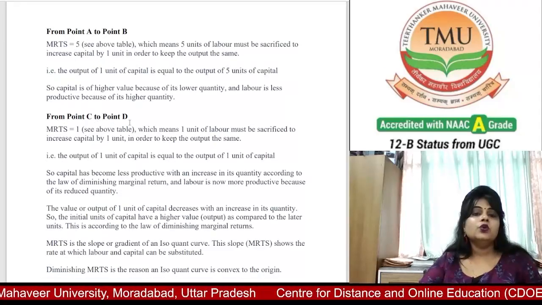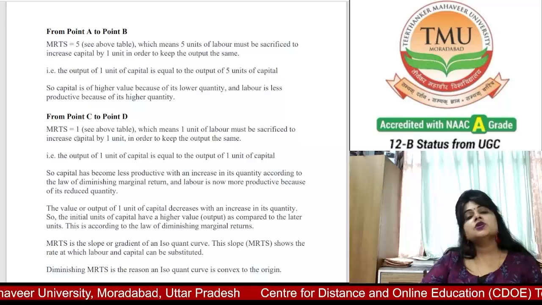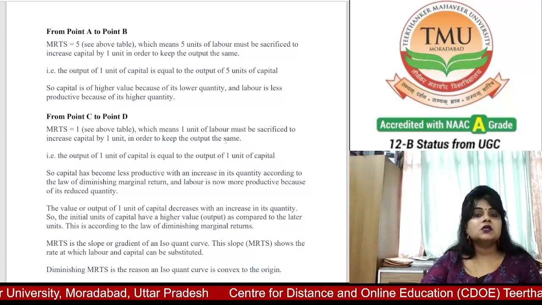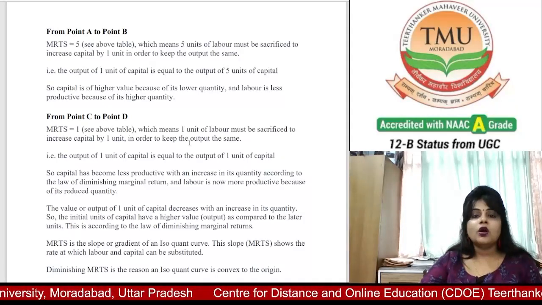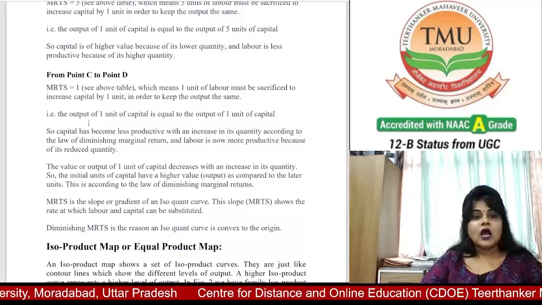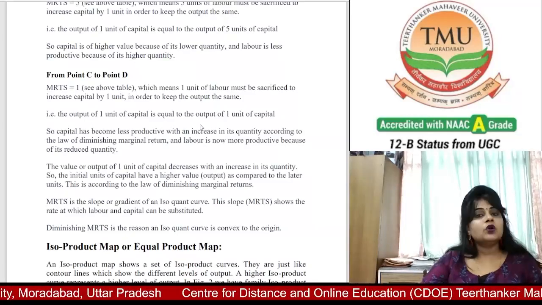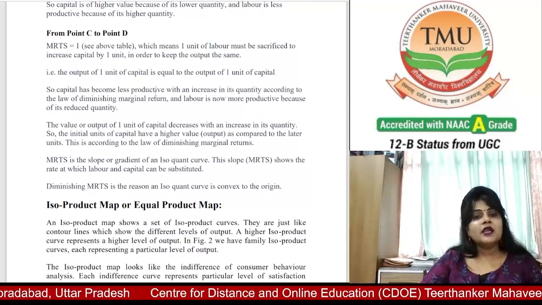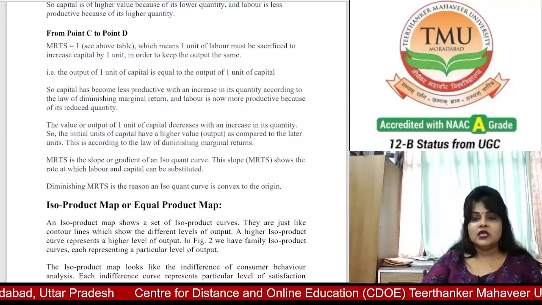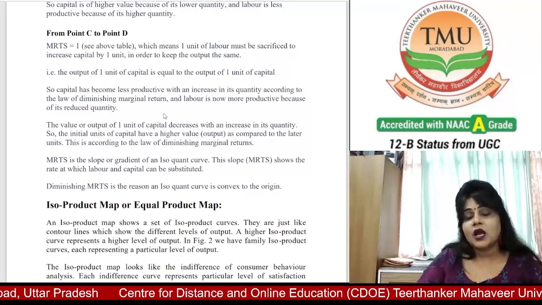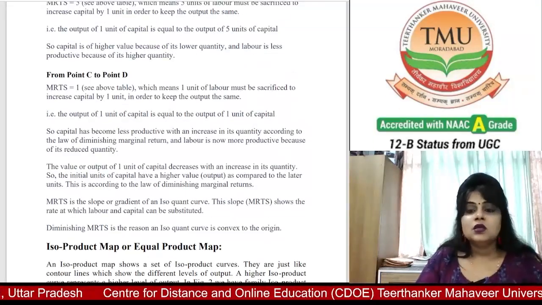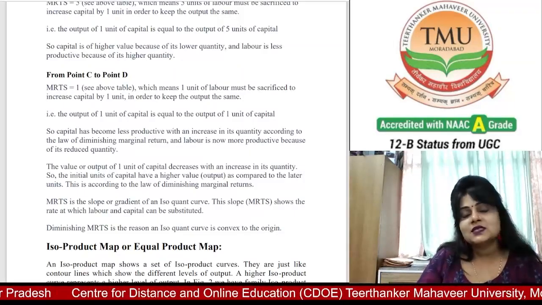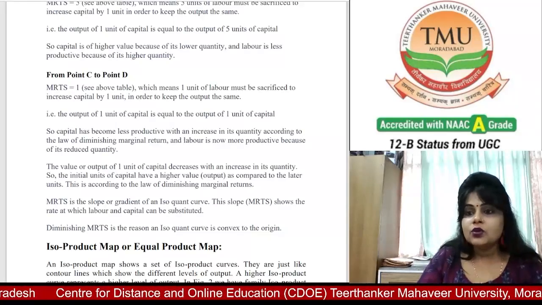Now, from point C to point D, the marginal rate of technical substitution is 1, see above the table, which means 1 unit of labor must be sacrificed to increase capital by 1 unit in order to keep the output the same. The output of 1 unit of capital is equal to the output of 1 unit of labor. So capital has become less productive with an increase in its quantity according to the law of diminishing marginal returns, because the producer now has to sacrifice less labor to get another unit of capital.